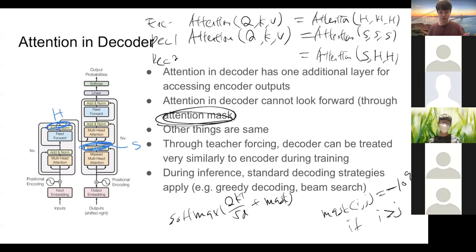So it is correct that your key index cannot be bigger than I, right? So you don't want the K index to be bigger than I. So if K is bigger than I, then your mask should be, not K, I'm sorry, J. If J is bigger than I, then your mask should be a really large negative number, but zero otherwise. Okay.